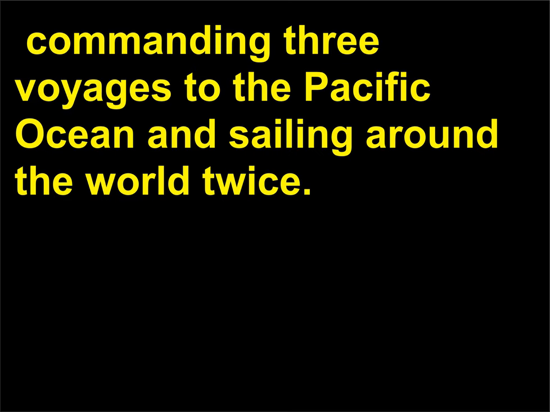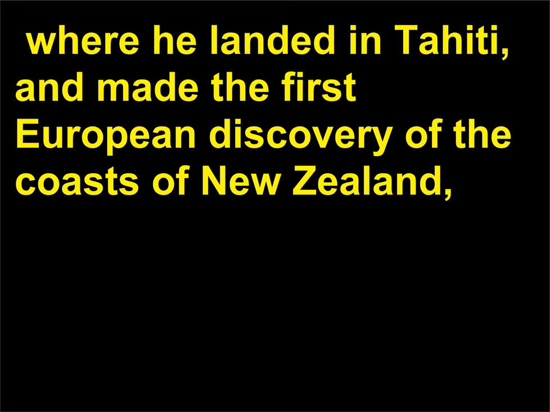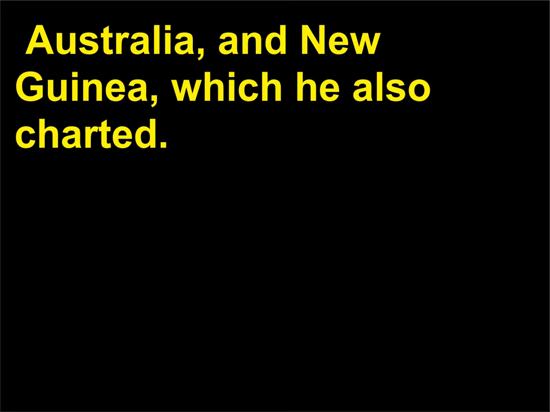From 1768 to 1771, aboard the ship Endeavour, Cook conducted an expedition to the South Pacific, where he landed in Tahiti, and made the first European discovery of the coasts of New Zealand, Australia, and New Guinea, which he also charted.